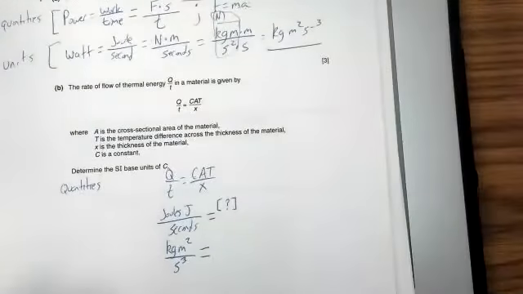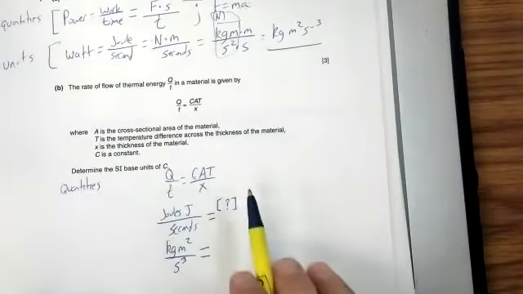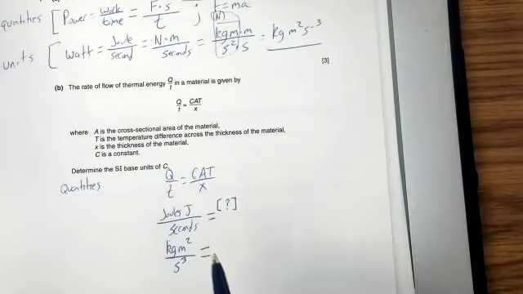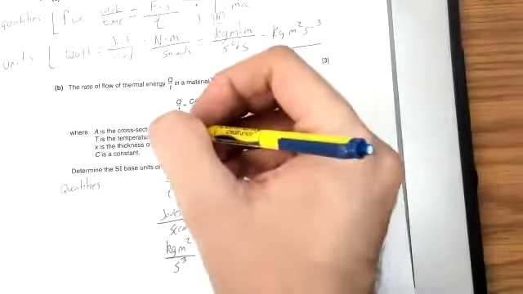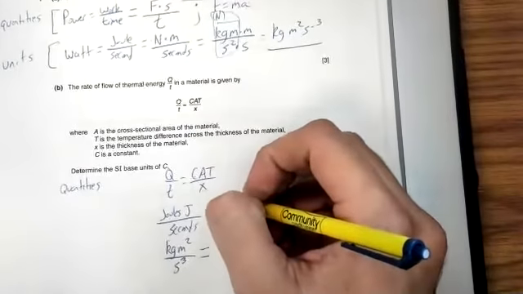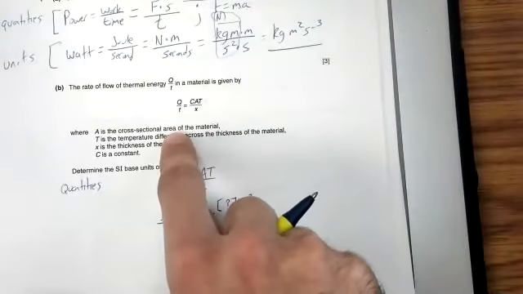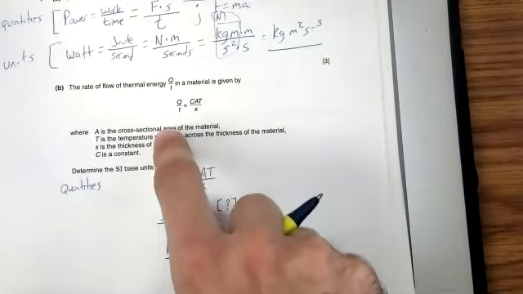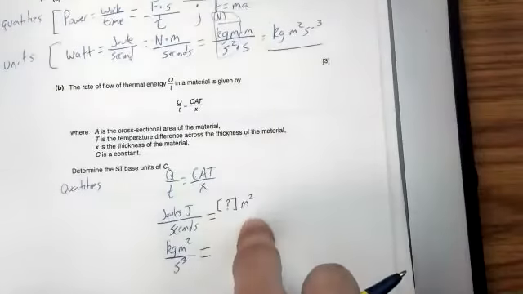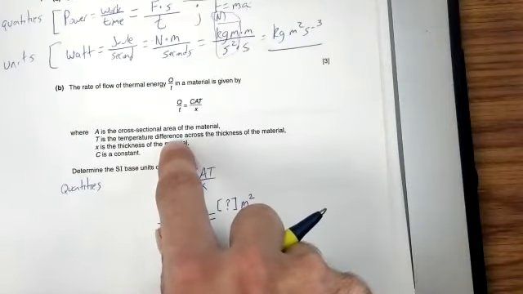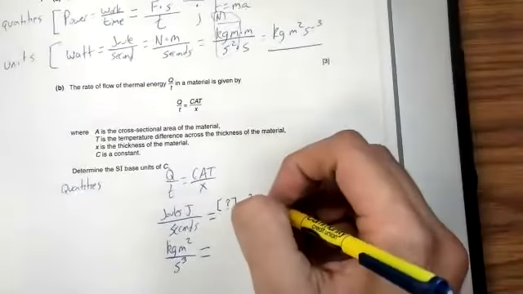How about A? Cross-sectional area of the material. Does anybody know what units we would measure cross-sectional area in? Meters squared, right? Because it's an area, length times width. So meters squared, right? That's A. The units of A are meters squared. How about T, a temperature difference? Degrees Kelvin.